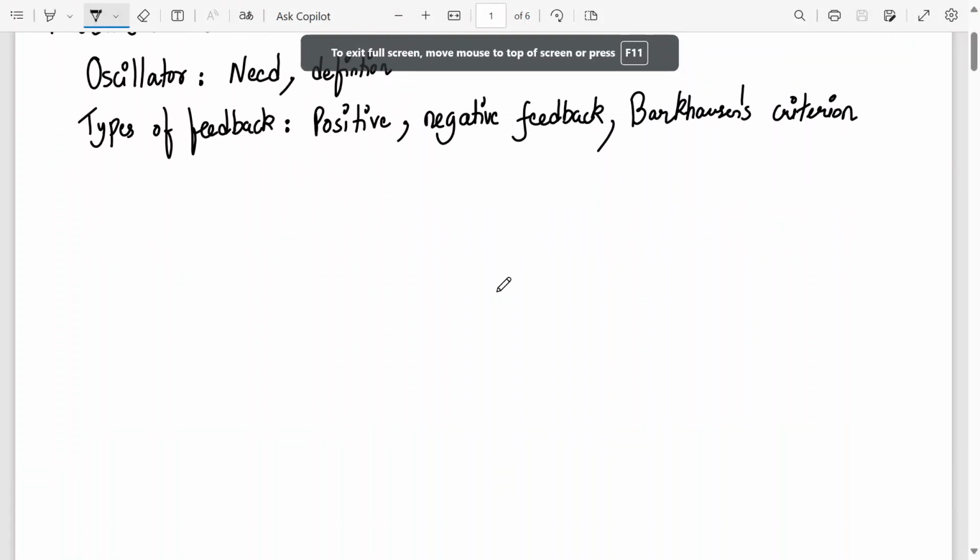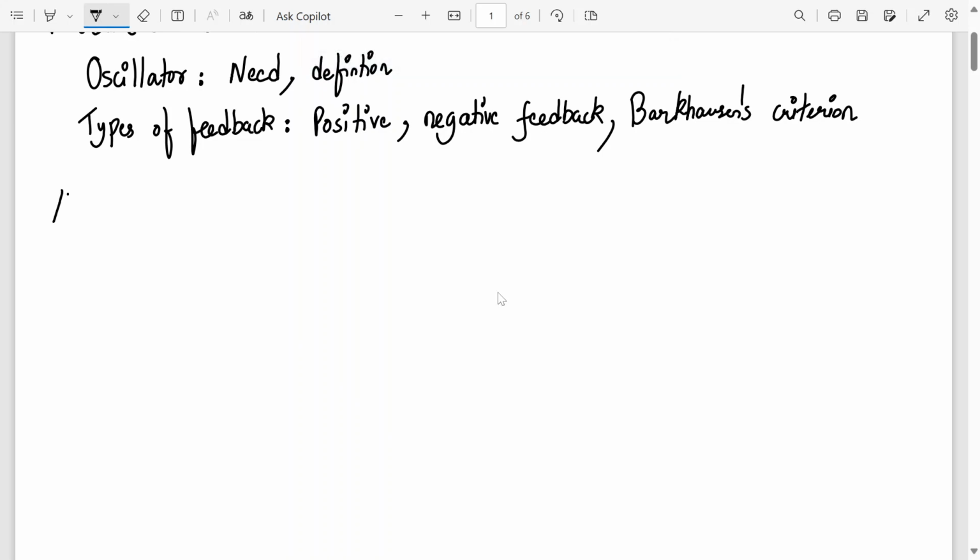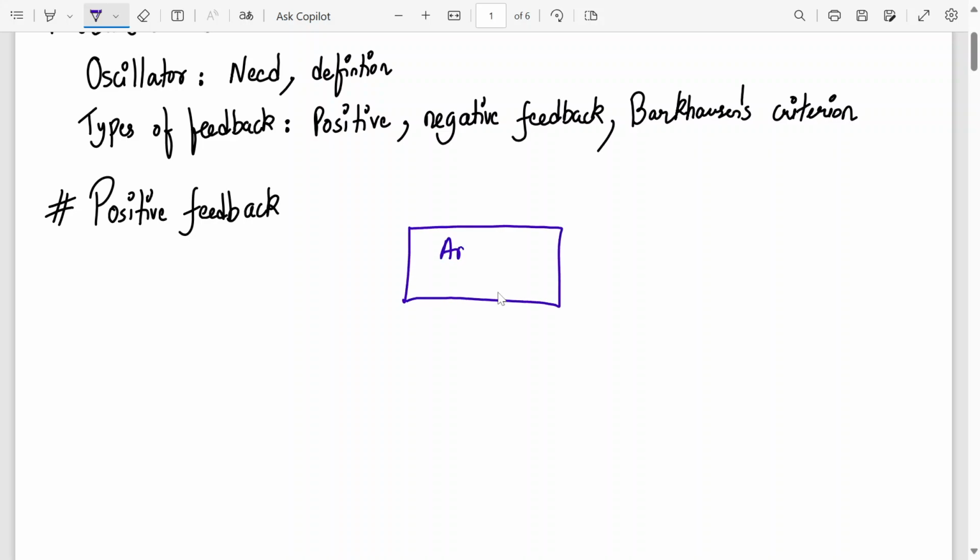So let's start. I think in the last lecture we started with the concept of feedback, right? So let us again discuss positive feedback. I have discussed open loop and closed loop systems, right? So we have drawn a block diagram which looked just like this. We had an amplifier block, and this amplifier block has a gain A1.